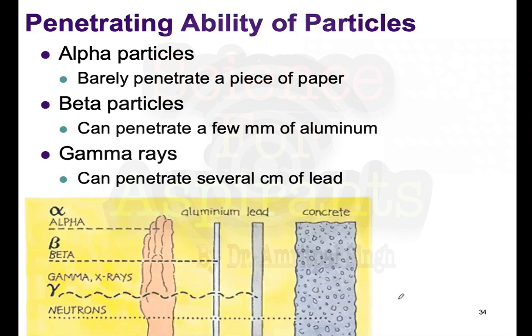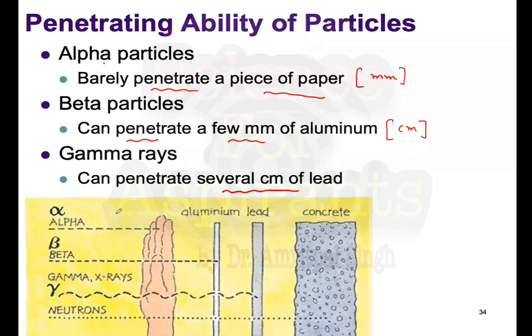So this shows the penetration ability of the various particles emitted from radioactive substances. You can see that alpha particles have very little penetration power, and they barely penetrate something like a piece of paper, covering a distance of mm or less than centimeters. Beta particles can penetrate a few mm to centimeters, while gamma rays or neutrons have high penetration power, and they can penetrate several centimeters of lead.